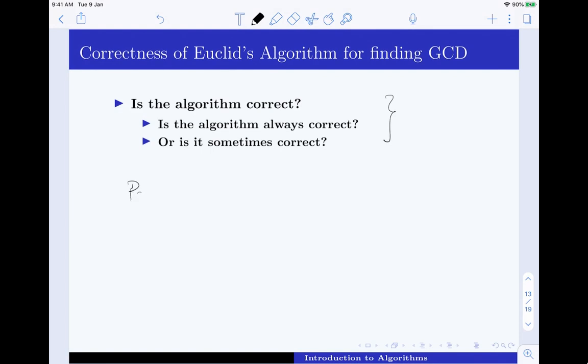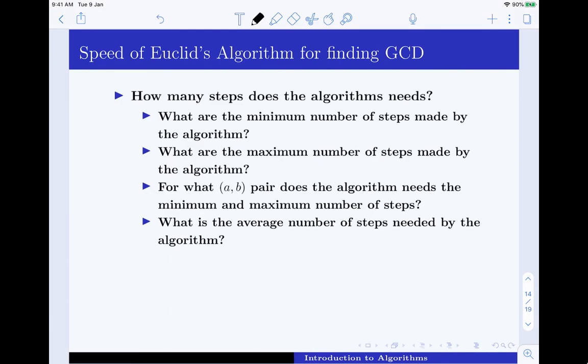But we also need to give a formal proof of correctness. But there is one more important step. How many steps does the algorithm need? And here we have to be a bit careful.